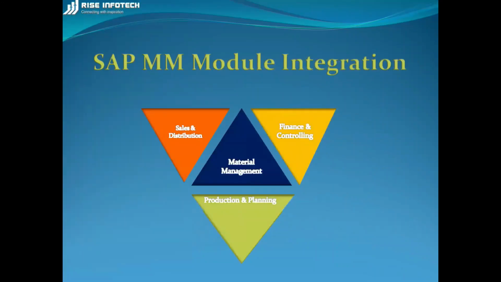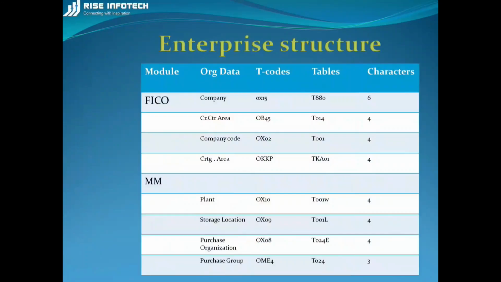SAP MM module integration. It has integrations with FI and CO, finance and controlling, production and planning, and sales and distribution. Enterprise structure: it has two modules, FICO and MM. FICO comes under finance and controlling. We have made a table of contents here: org data, T-codes, tables and characters.